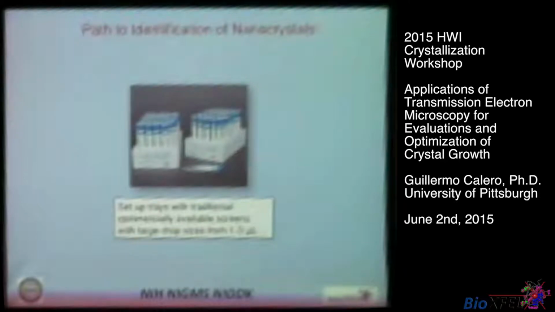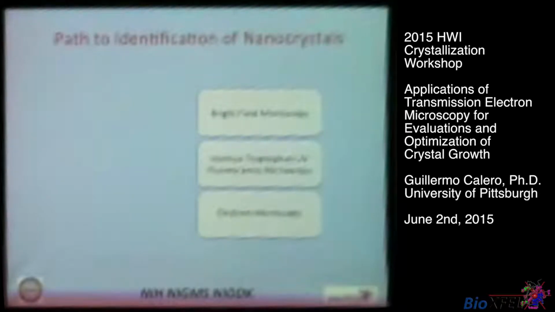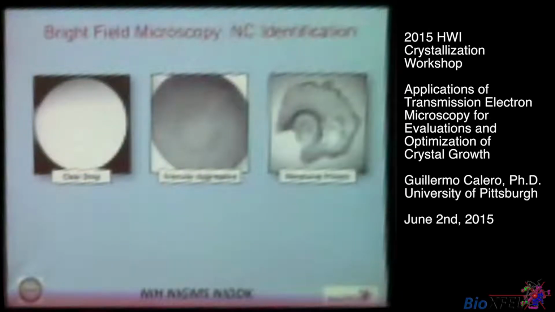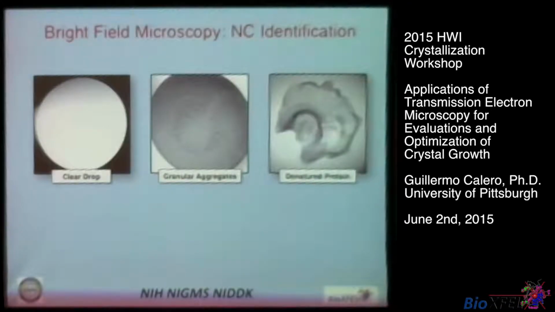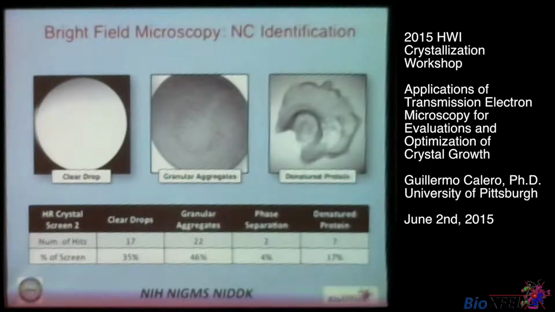We took Hampton Research screens, and the first thing we did was light microscopy. As Joe just told you, you get a spectrum of nine or ten possible conditions. I'm just showing you three here, because these are the most common that you see, as he said: clear drops, granular aggregates, and denatured protein. We based our efforts on looking at granular aggregates.